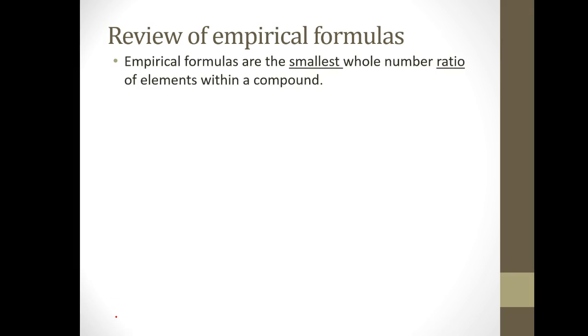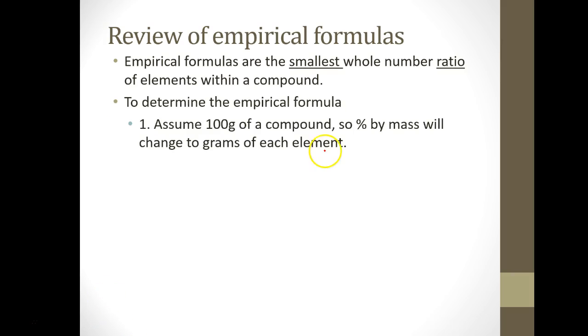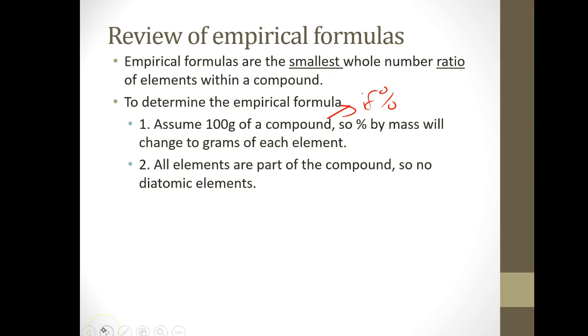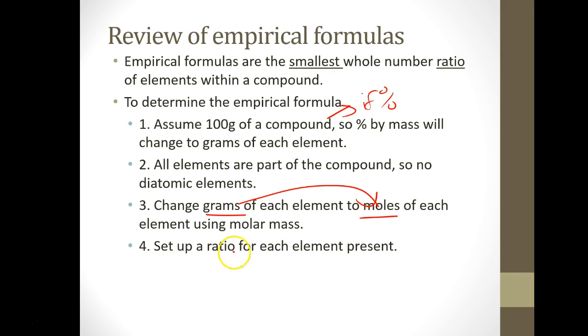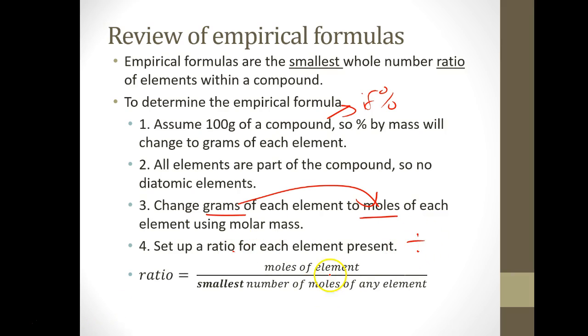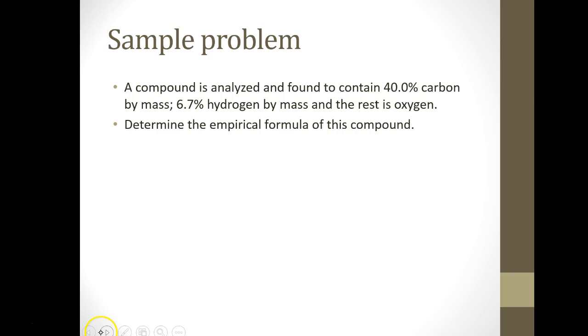So a quick review. Empirical formulas are the smallest whole number ratio. To determine the empirical formula, assume 100 grams of a compound if they give you percents. If they don't, you'll get mass in grams. There are no diatomics, no Brinkel-Hoffs. Change the grams to moles. And then set up a ratio, and again, divide by the smallest number, and watch for whole numbers.